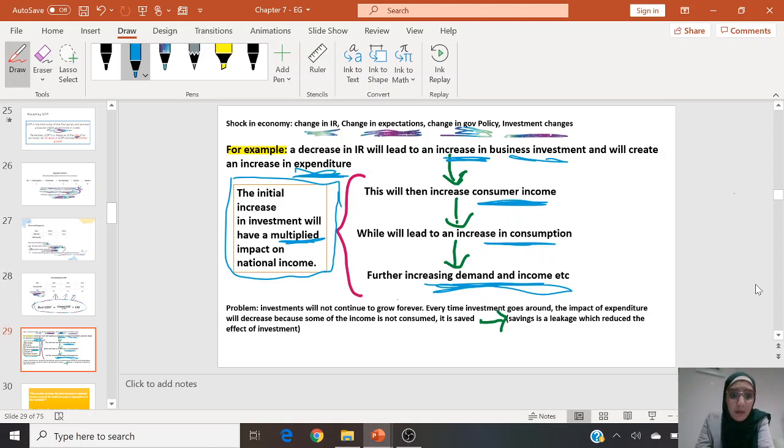Now, the problem is that investments will not continue to grow forever. They cannot, because if the business decides to increase staff salary, let's say by 1,000, do you think the staff is going to spend all of that 1,000 on shopping? If the school decides to increase my salary by 1,000, do you think I'm going to spend that exact 1,000 on everything? No, probably not. You would probably want to save some of it, right?